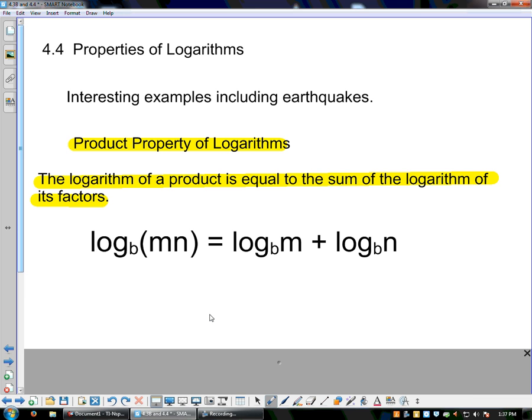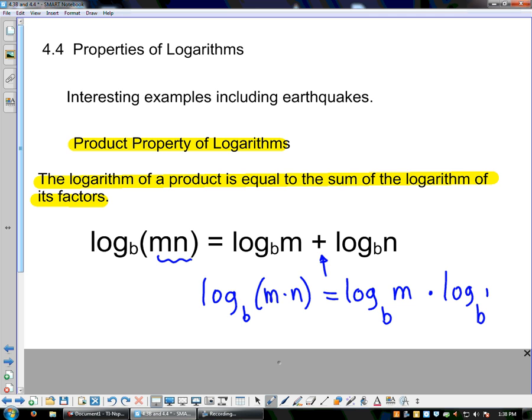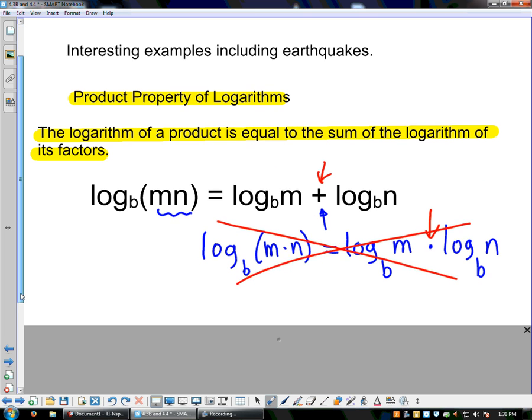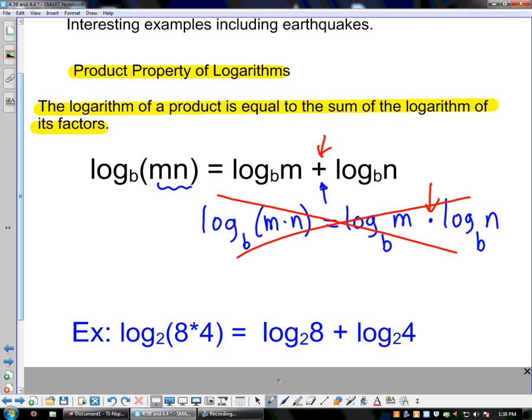And this might seem a little surprising because we're multiplying over here, and over here we're adding. You might think that it should be log to the base b of m times n is equal to log to the base b of m times log to the base b of n. But that is not true. We don't want a multiplication here. We want addition. All right, so let's take a look at an example of this product property of logarithms.